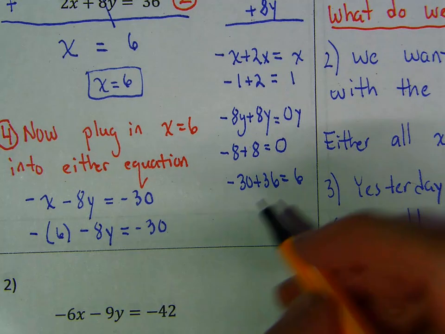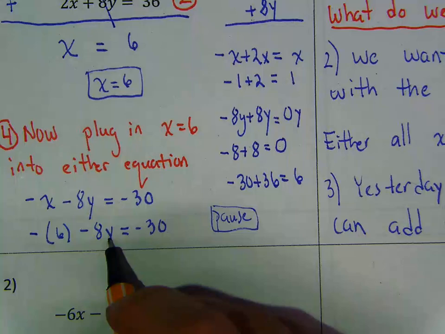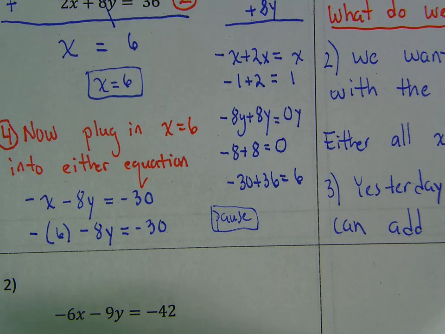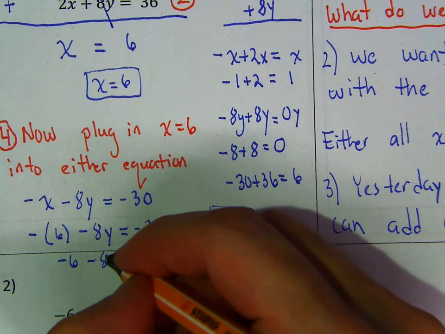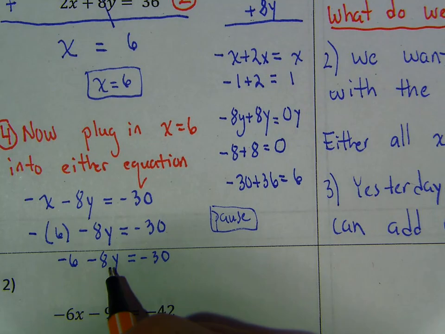What I want you to do is pause the video. So try and pause the video. Do you know how to solve for y if I give you this? What do you think you have to do? Right? So this is negative 6 minus 8y equals negative 30. Now how do you get y by itself?